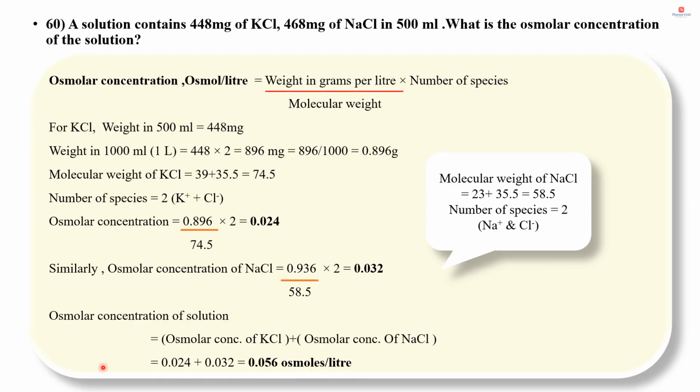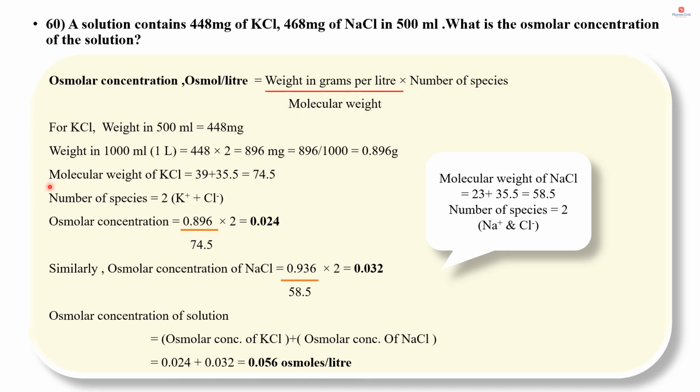Question number 60. A solution contains 448 milligram of potassium chloride and 468 milligram of sodium chloride in 500 ml. What is the osmolar concentration of the solution? So this question is based on osmolar concentration. Here we need to calculate the osmolar concentration of the solution. So first we will calculate the osmolar concentrations of potassium chloride and sodium chloride separately, and then we will add both of these. So the equation to calculate osmolar concentration, which is expressed in osmoles per liter, is equal to weight in grams per liter divided by molecular weight into number of species.